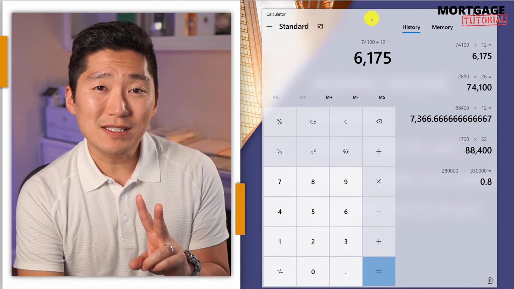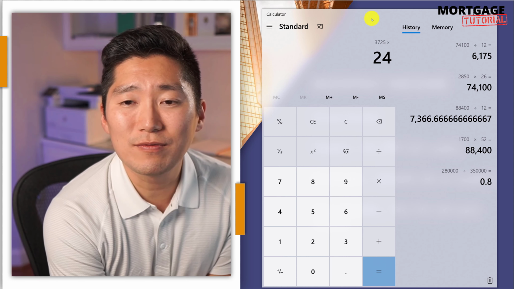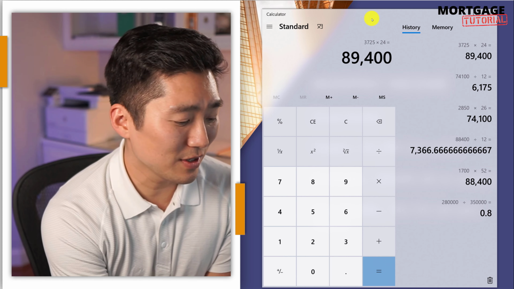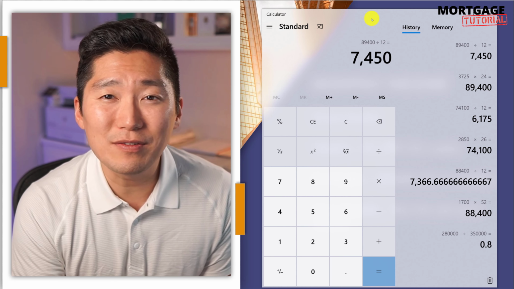Semi means twice a month, so it's going to be 24. So $37.25 times 24 is $89,400. You divide that by 12 months. And this person's gross monthly income is $74.50.